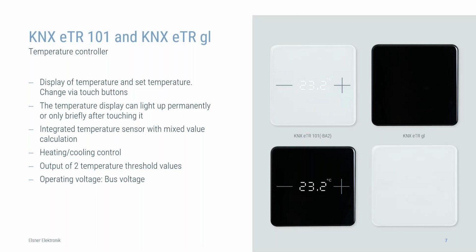You see, we have the eTR 101 and we have the eTR 101 BA2. What's the difference? The eTR 101 BA2 has two binary analog inputs, for example for dry contacts or reed contacts or something alike. You can also connect, for example, an external NTC that you can put below the underfloor heating, so you have a mixed value calculation for underfloor heating control.